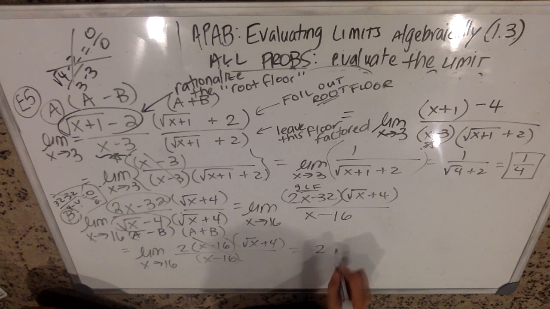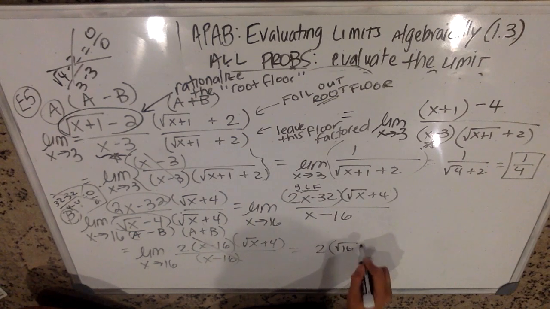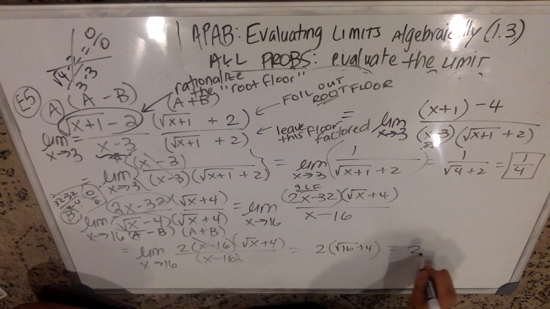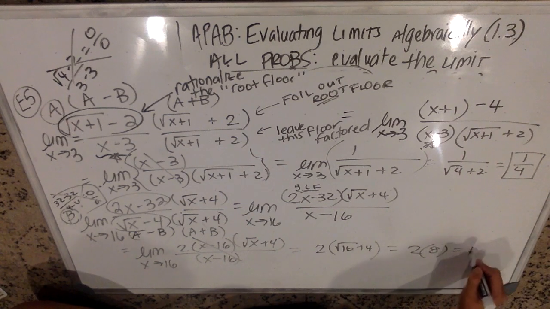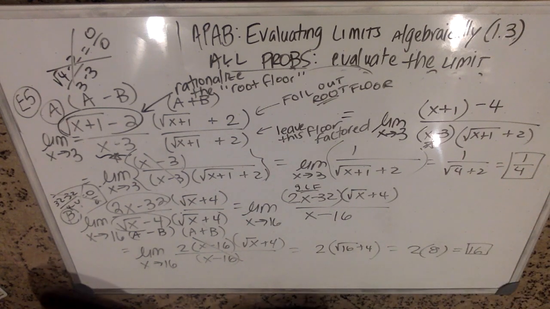Now I get a 2 times this root 16 plus 4, which is definitely a 2 times an 8, so my answer is a 16. Which is just a coincidence that the answer ends up being a 16 and you were plugging in 16. I assure you it's just a coincidence.